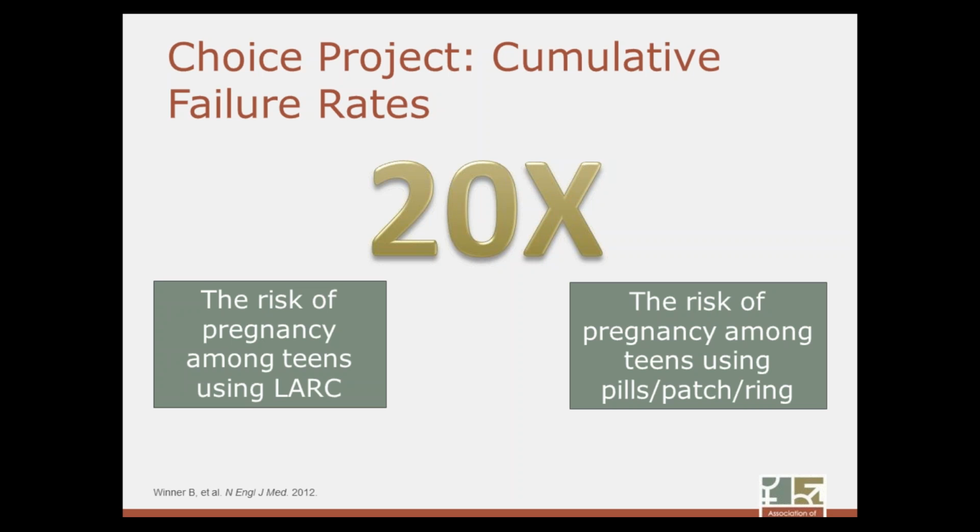And so this is one way if you wanted to talk to your patients about effectiveness, you could cite this statistic and say that you have a 20 times higher chance of getting pregnant on one of these more user-dependent methods, the pill, the patch, or the ring, versus if you choose Depo, an IUD, or an implant. So that's one way to present your information.